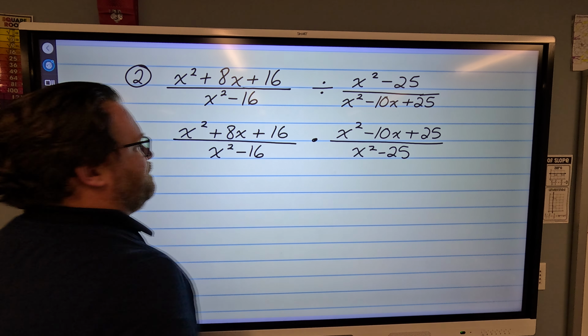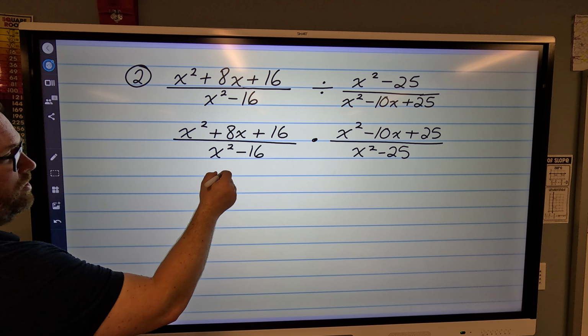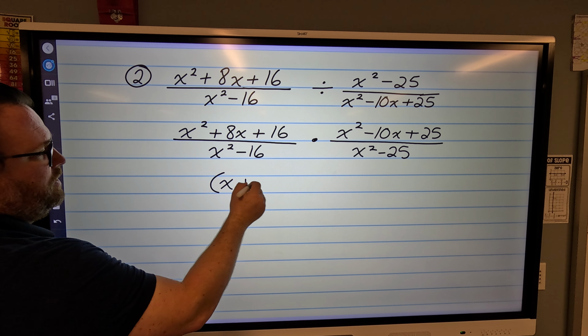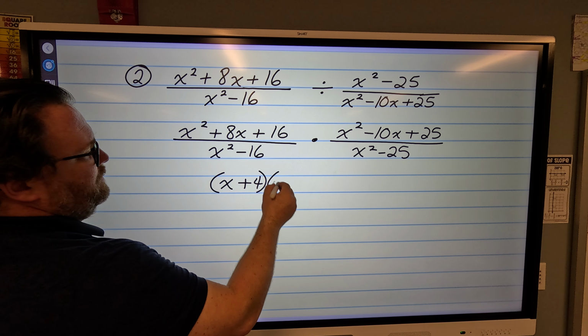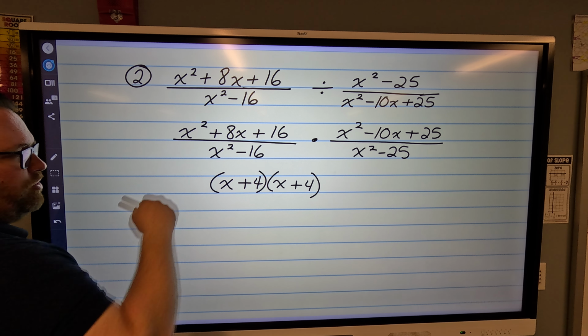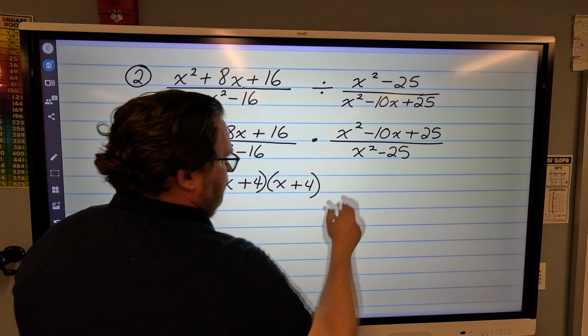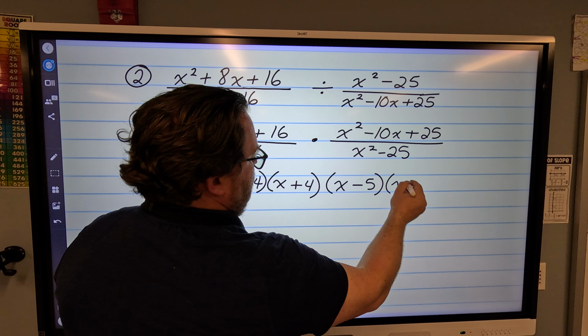So x squared plus 8x plus 16 factors to x plus 4 squared. I'm going to write it as x plus 4 times x plus 4. So that's a perfect square trinomial. This one is also a perfect square trinomial that factors to x minus 5 times x minus 5.